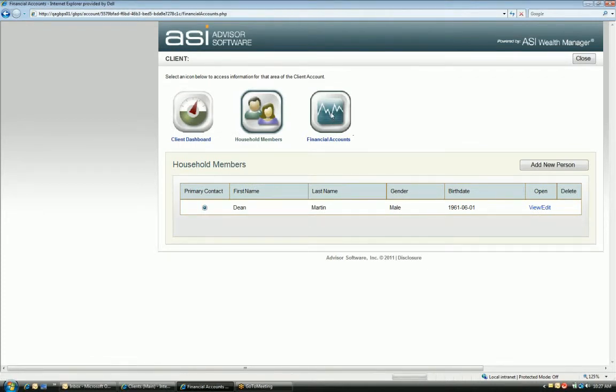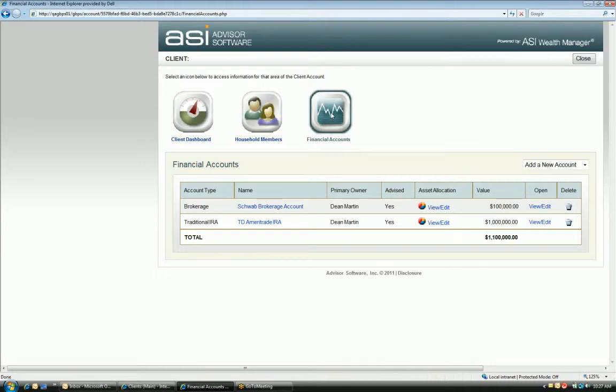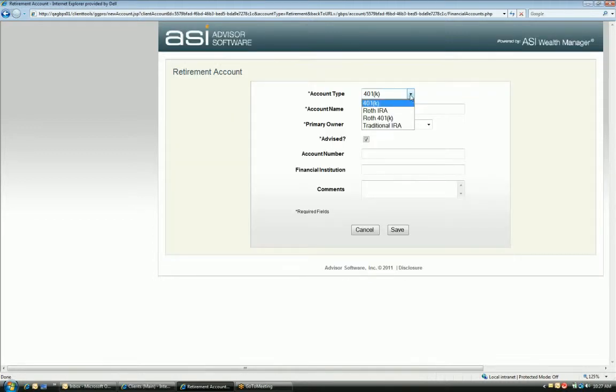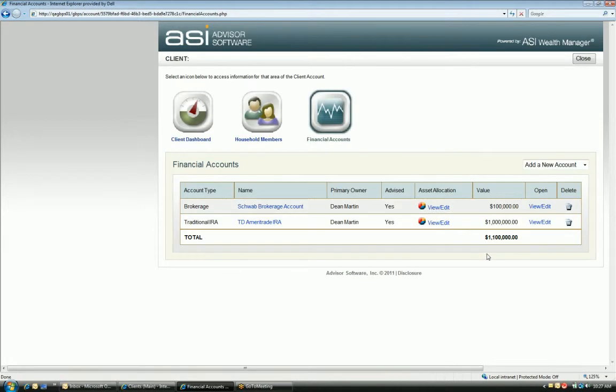And then there are financial accounts. Currently the accounts that are supported are a brokerage account, and in terms of retirement accounts, a 401k, Roth IRA, Roth 401k, and a traditional IRA. And the data that you collect is the account type, account name, primary owner, and whether the advisor is advising it. Those are the required fields. I'm going to dive into some accounts that I've already created.